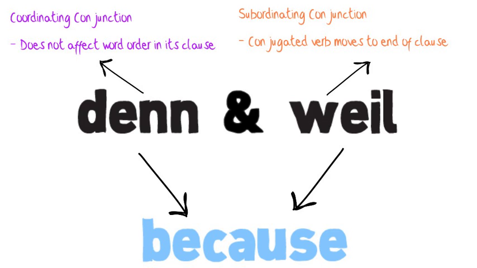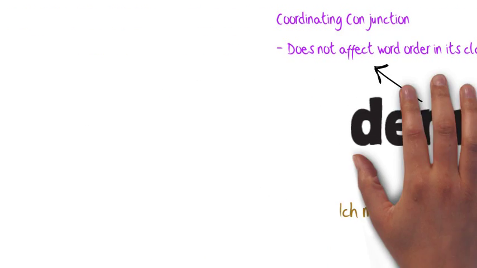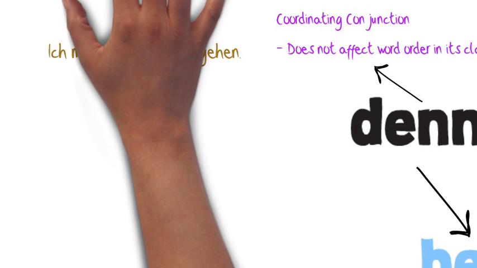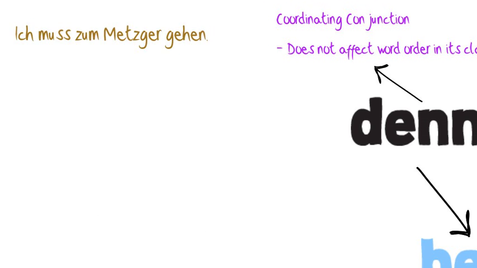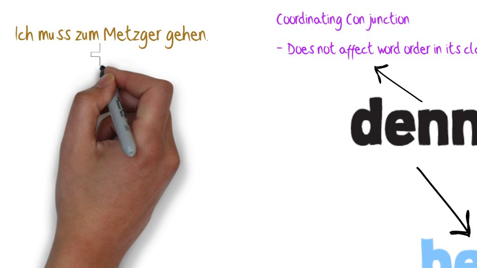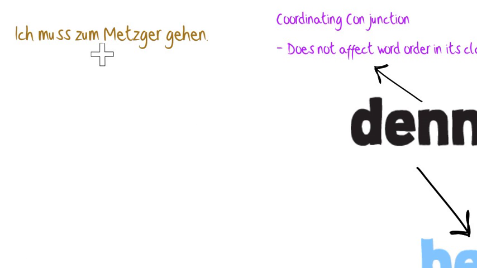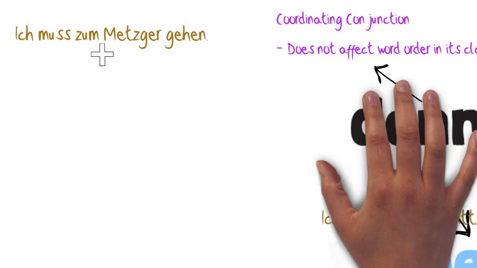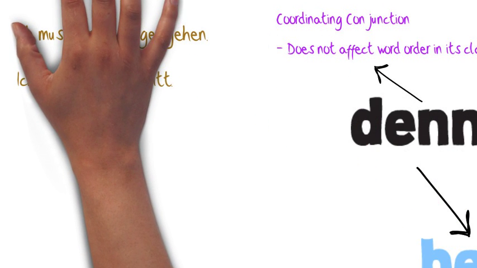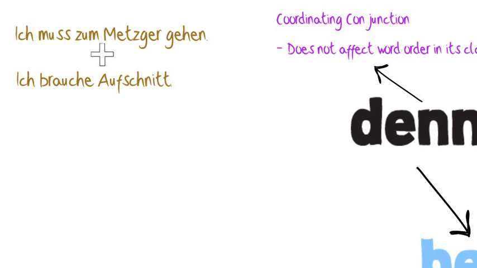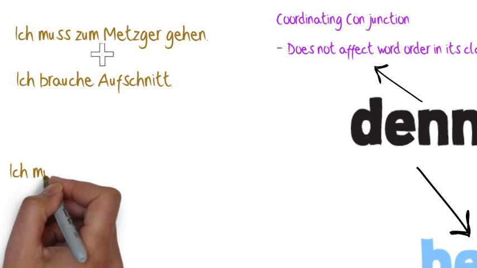Let's look at some examples of this so we can compare how the two words work. Let's say that I wanted to go to the butcher's. Ich muss zum Metzger gehen. If I wanted to add a reason, such as ich brauche Aufschnitt, then I could do this with the exact same order when I use denn as if they were two separate sentences.